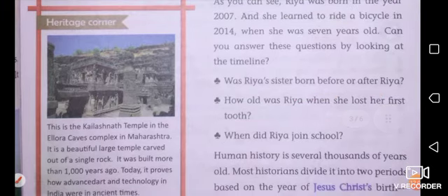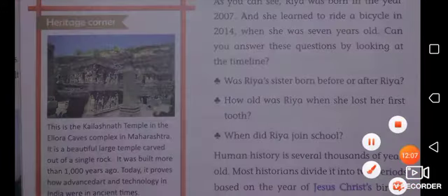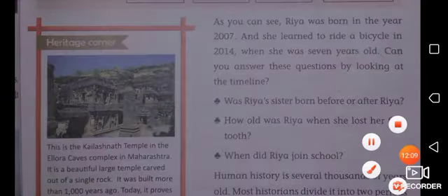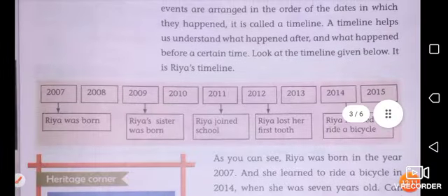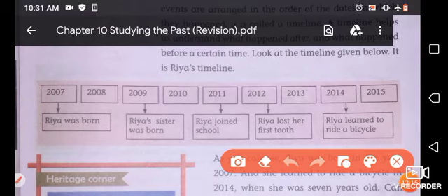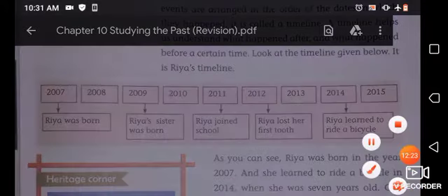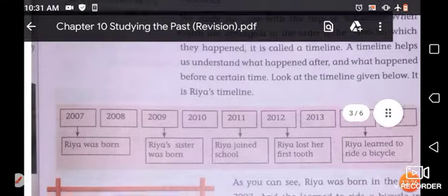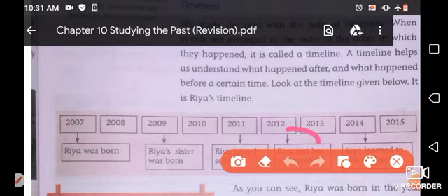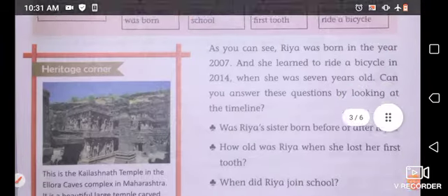Second one is, how old was Riya when she lost her first tooth? So let's see. Riya was 1, 2, 3, 4, 5. So Riya was 5 years old when she lost her first tooth. She was just 5 years old.